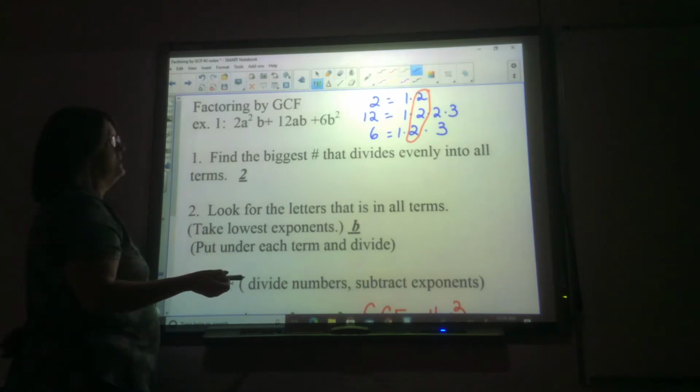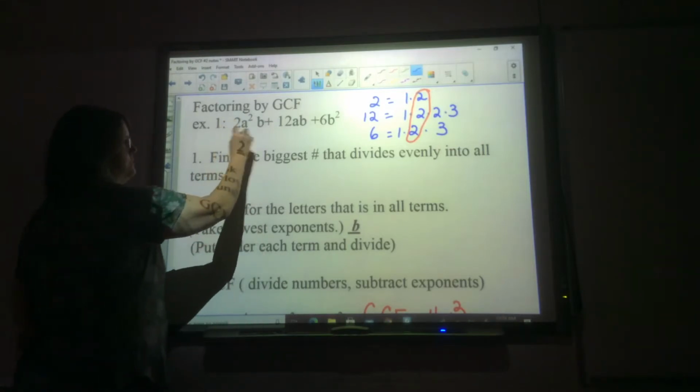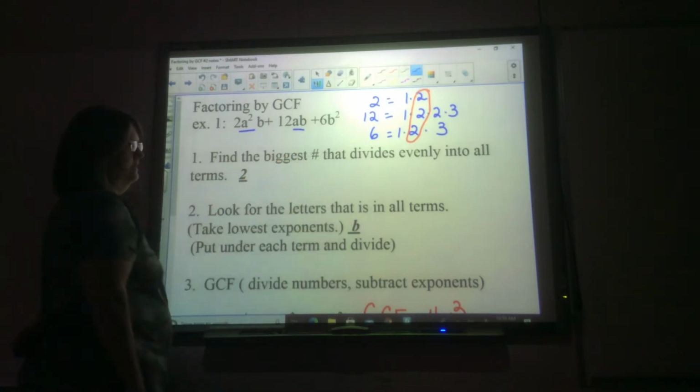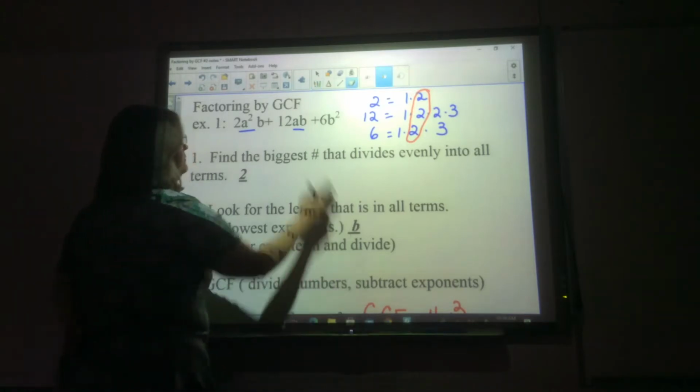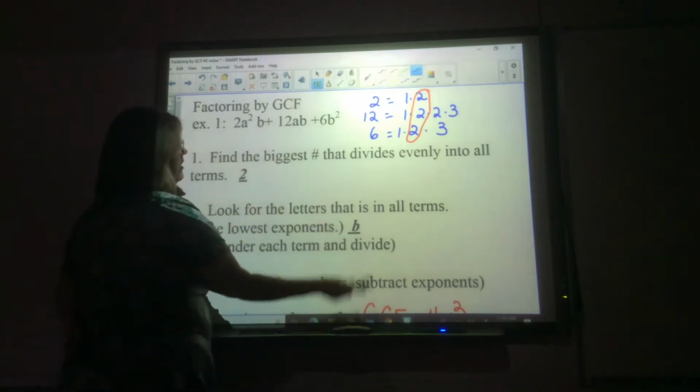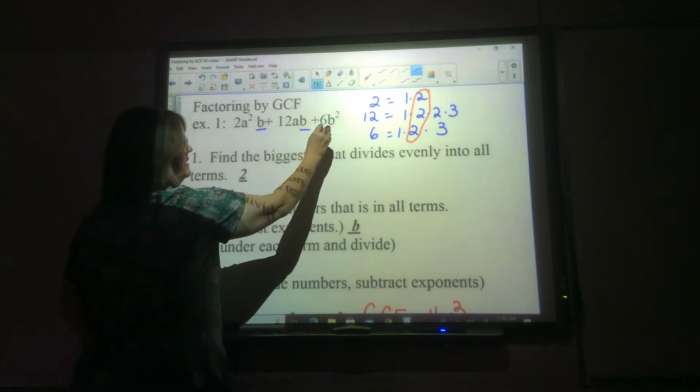Then I look at each of my variables. I look at the letter A. I have A squared, A, and no A. If I don't have an A in all 3 terms, then I can't take it out. However, I do have a B in all 3 terms. Here's a B, a B, a B squared.